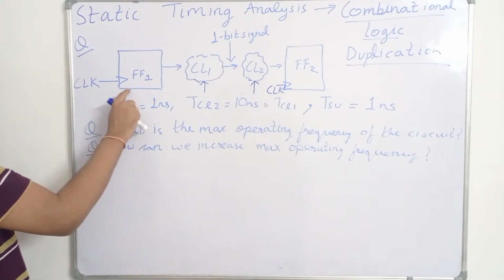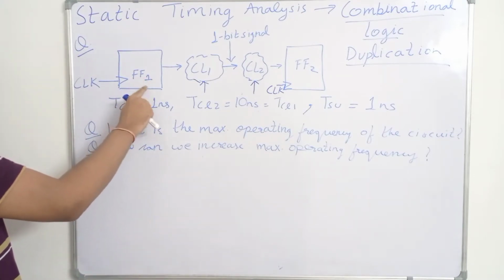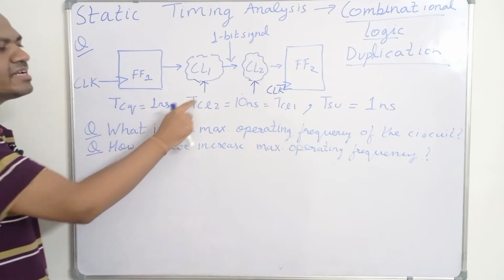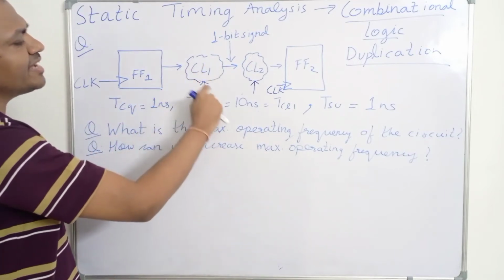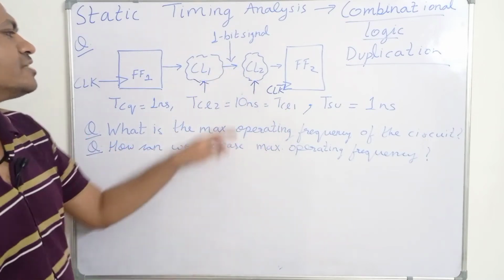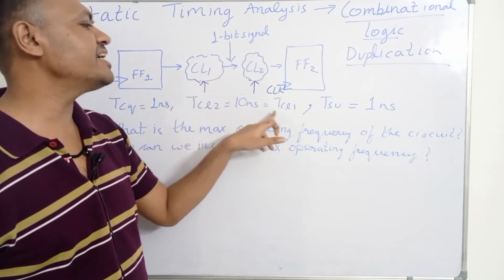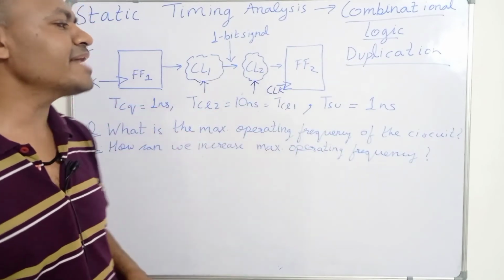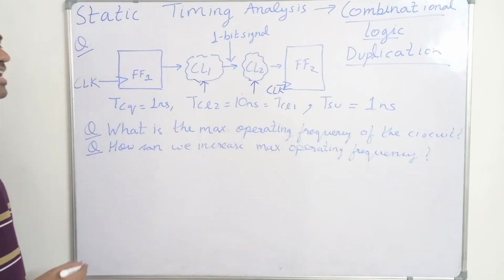We are given that TCQ, that is the propagation delay of the flip flop, is 1 nanosecond. Then the combination logic delays for CL2 and CL1 are both given as 10 nanoseconds. Then the setup time of this flip flop is 1 nanosecond.